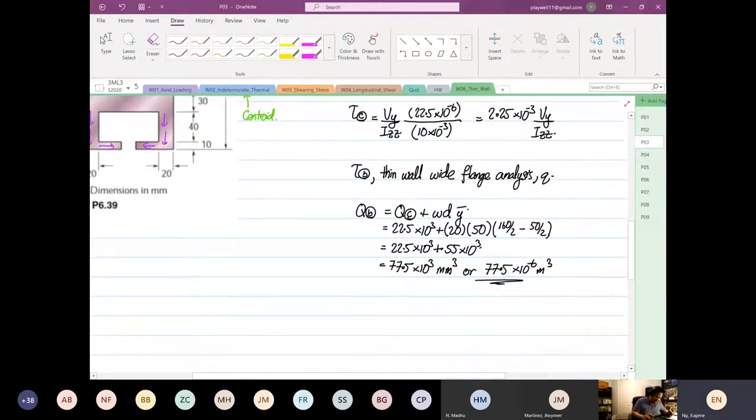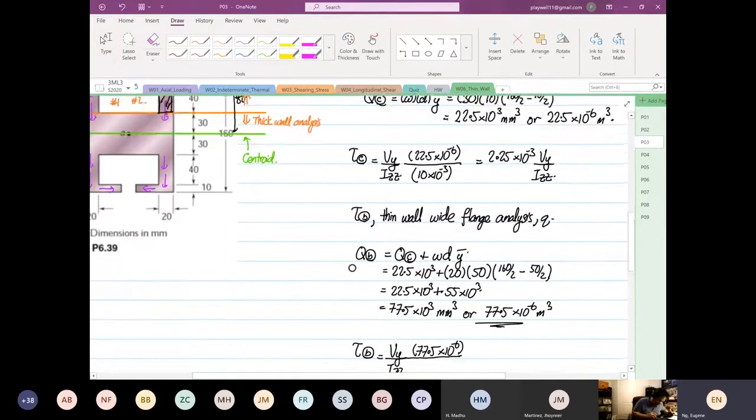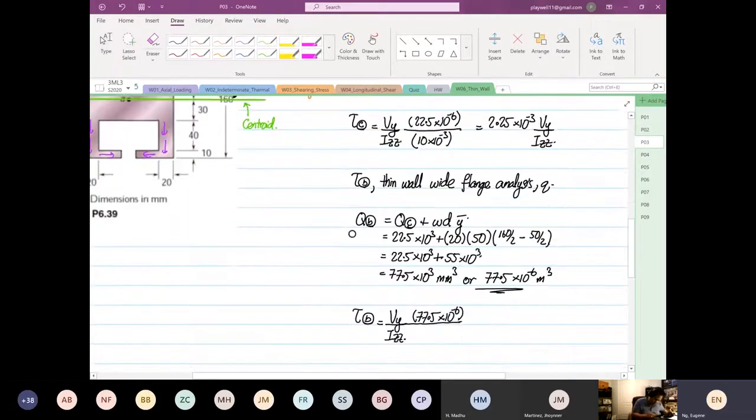Okay, so that's where we can find our shear stress at point B. So it's equal to Vy over Izz. This will be equal to 77.5 times 10 to the power minus 6 divided by the thickness, which is 0.02.